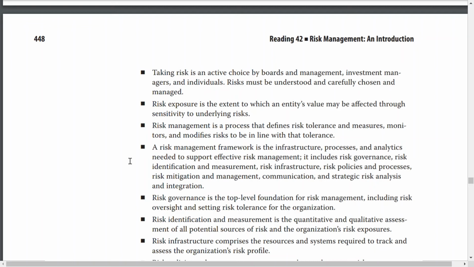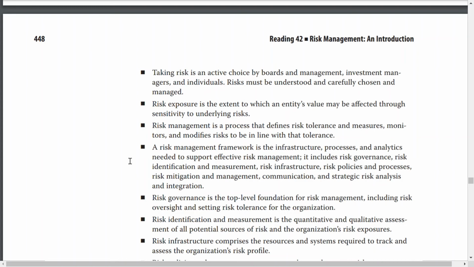Risk management is the process that defines risk tolerance and measures, monitors, and modifies risks to be in line with the tolerance. A risk management framework is the infrastructure, process, and analytics needed to support effective risk management, to include risk governance, risk identification and measurement, risk infrastructure, risk policies and processes, risk mitigation and management, communication, and strategic risk analysis and integration.